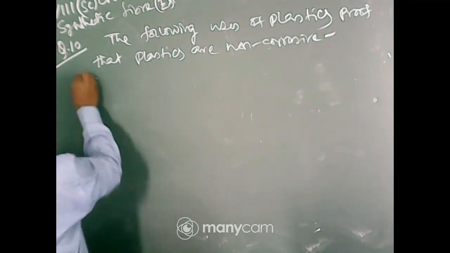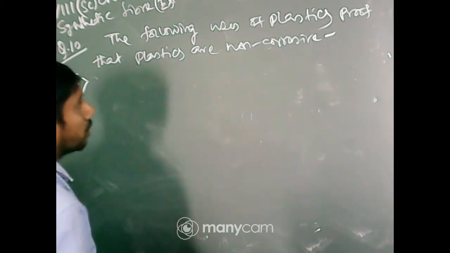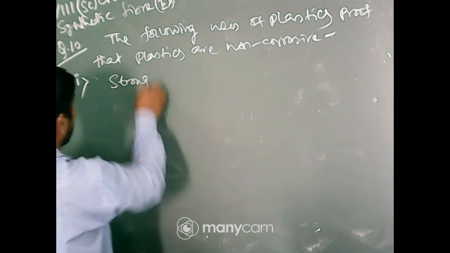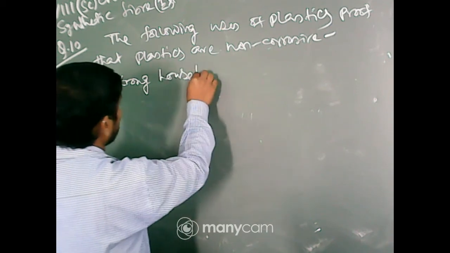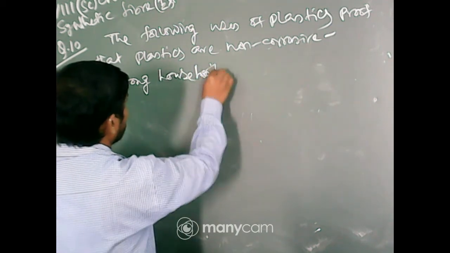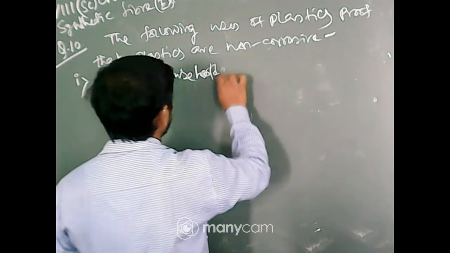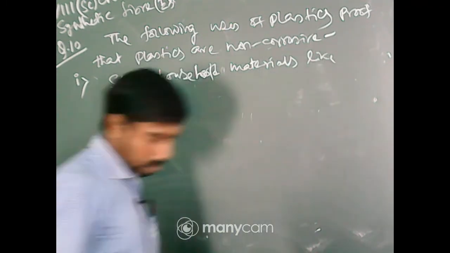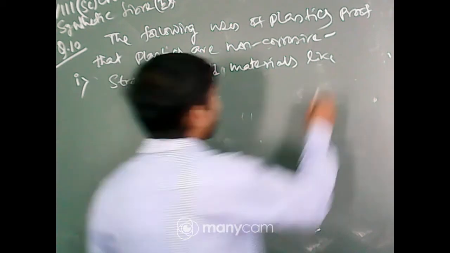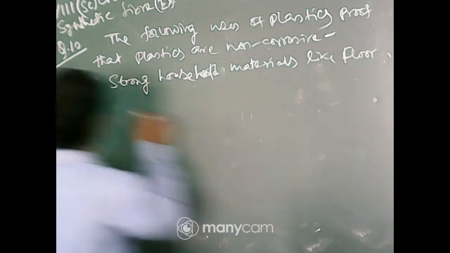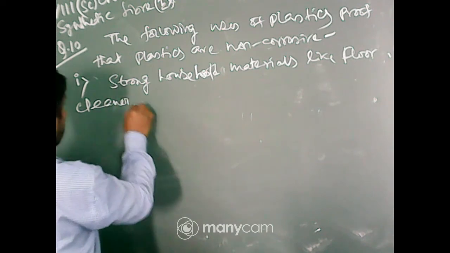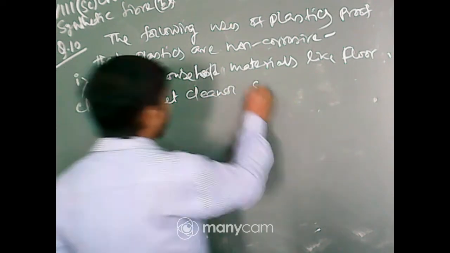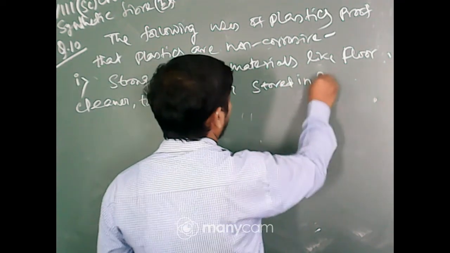Number 1, strong household materials like floor cleaner and toilet cleaner are stored in plastic bottles.